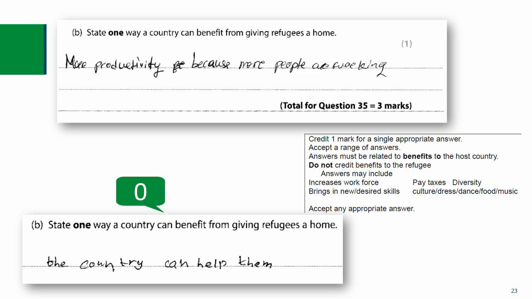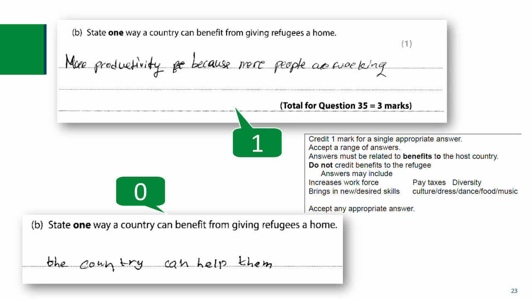No marks were awarded to this second item. The country can help them. That is misidentifying what the question's asking, talking about how the country can help the refugees, not how the country benefits when it decides to give refugees a home. It's also extremely vague. What is the help that's being offered, we might ask.